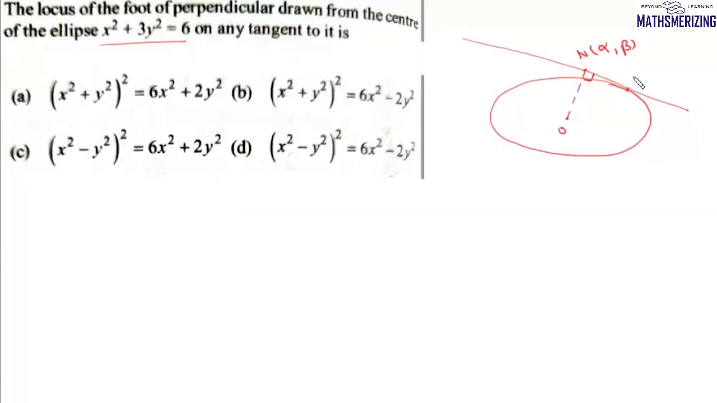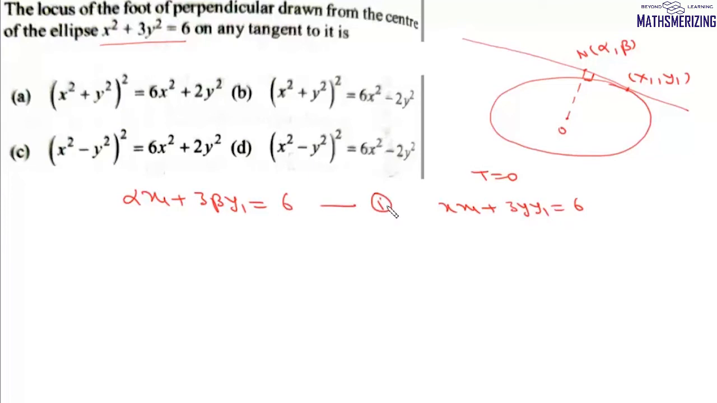Now let this point of contact be x1, y1. Now we know that the equation of tangent drawn at this point x1, y1 will be given by T equals 0, and there will be x x1 plus 3y y1 equals 6. Now this point alpha, beta will lie on this tangent. So we'll get this equation as alpha x1 plus 3 beta y1 is equal to 6, and that's our first equation.